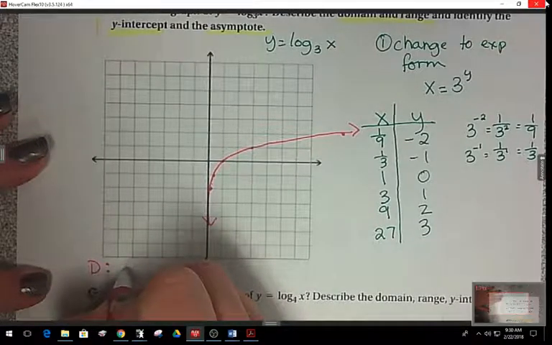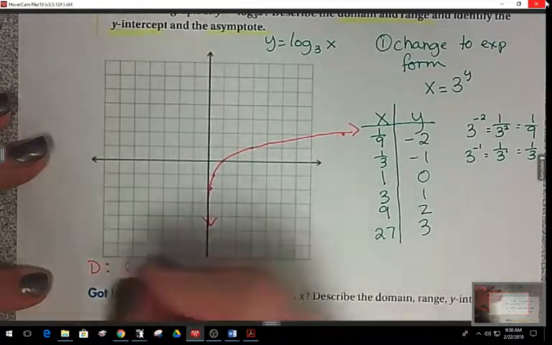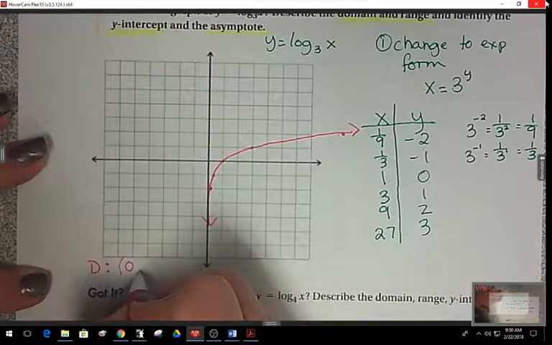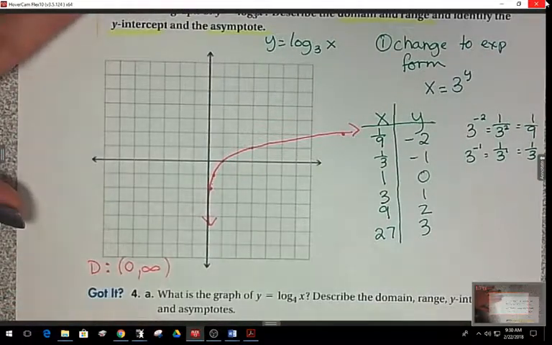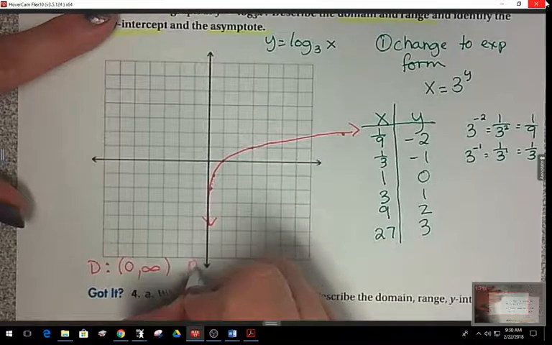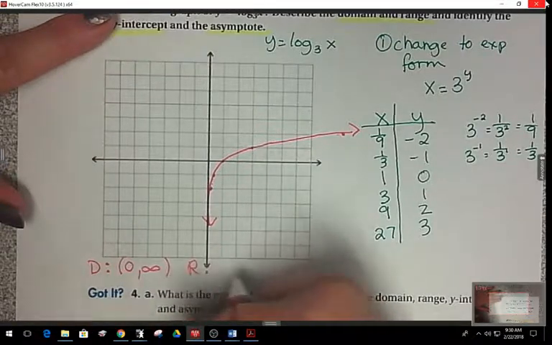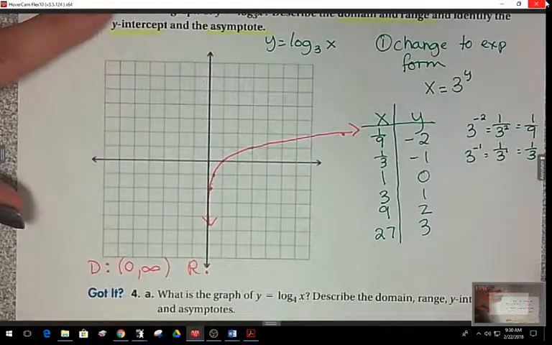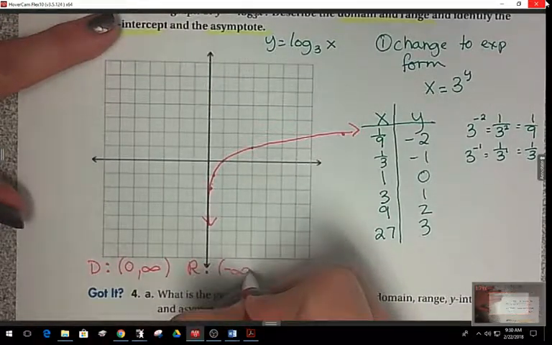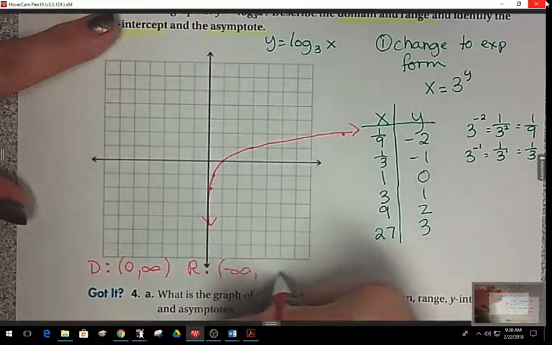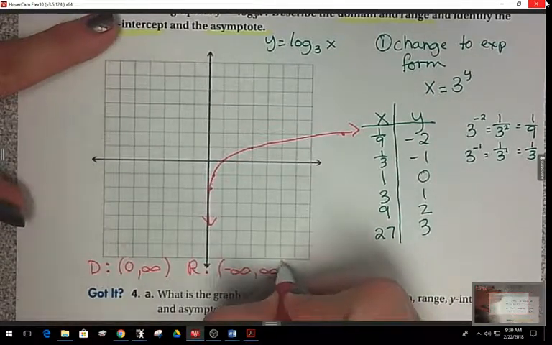My graph goes almost to 0, and because it goes almost to 0, but not all the way there, it gets a parenthesis, and then it will go all the way to infinity, and those always get parentheses. Your range, we want to look at our y values, how low and how high it goes. So this one, it will eventually go down as low as negative infinity and as high as positive infinity.